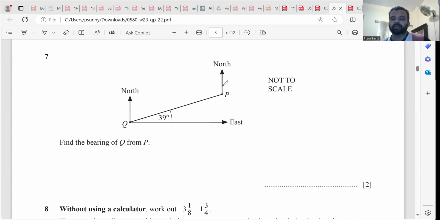Then from the north line, you always have to go clockwise direction. So clockwise direction until the line QP. So this is the angle. This is the bearing that we have to find out.